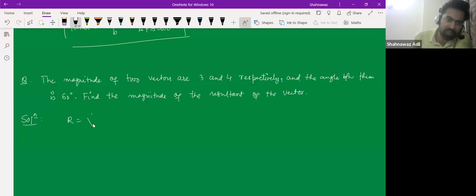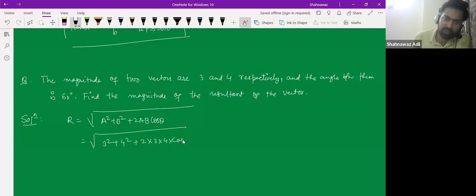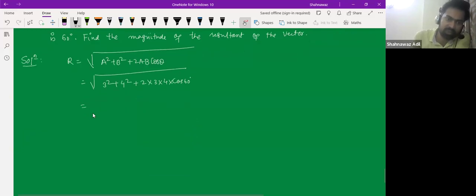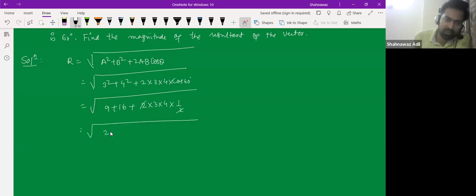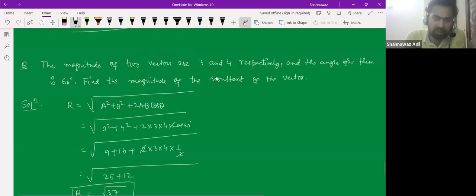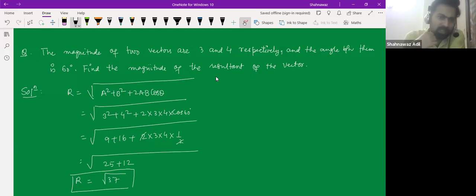So magnitude is how much? That is simply the square root of a square plus b square plus 2ab cos theta. So we have 3 square plus 4 square plus 2 into 3 into 4 into cos of 60. So cos of 60 is how much? That is 9, 16, 2, 3, 4, and 1 by 2. So this will cancel and this is 25 plus 12. So this is root 37. So this is the magnitude. Is it clear? Yes, sir. Okay, so quickly note down this problem and then we'll understand some important things of the resultant of two vectors.